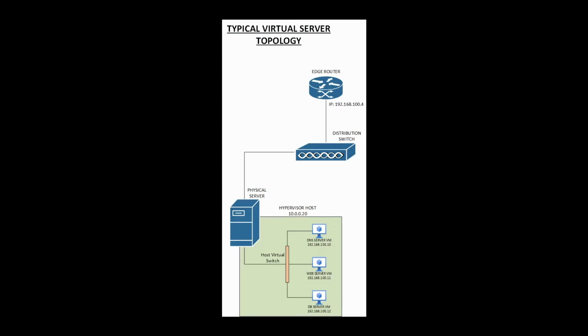All right, so as a part of the last 2 steps that we're going to do, step 6 and 7, I just want to refresh your memory of the topology that we're going to be using. So we have our gateway router or our edge router here, at 192.168.100.4, and we have our physical server, the server that we have virtualized and turned into a hypervisor host, which is at 10.0.0.20. And now we're going to deploy these 3 servers here.